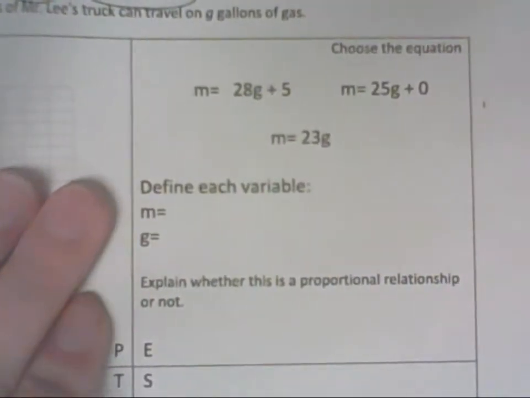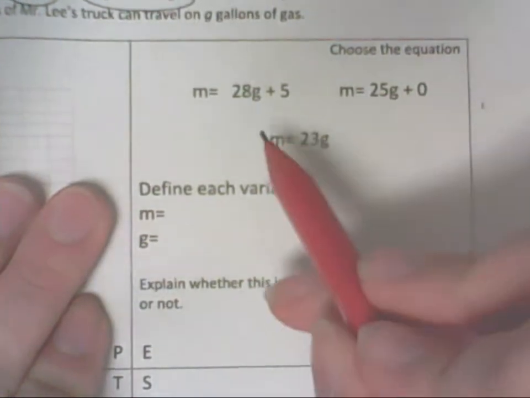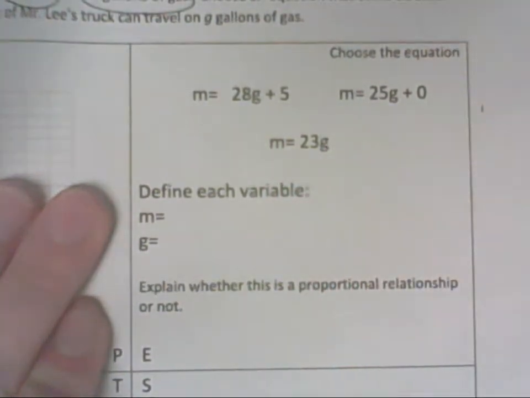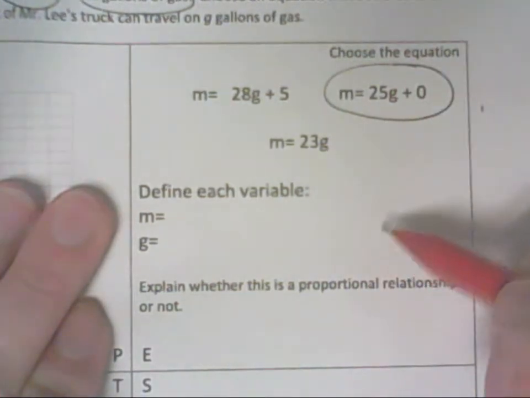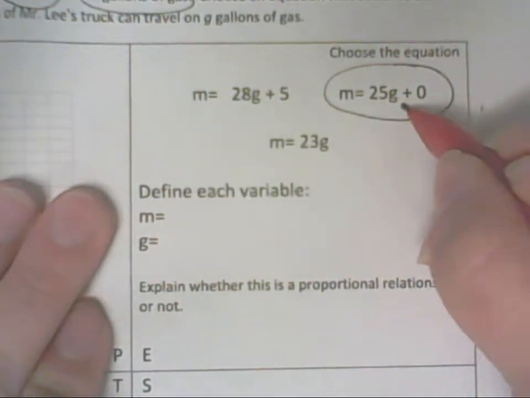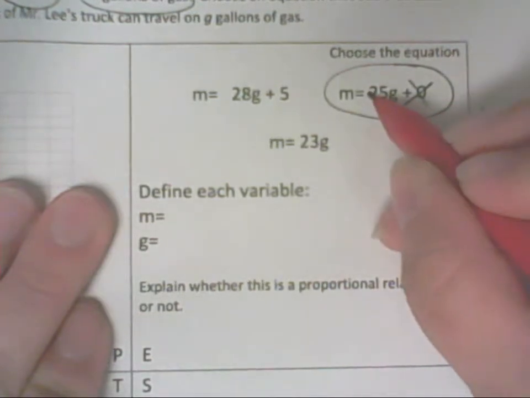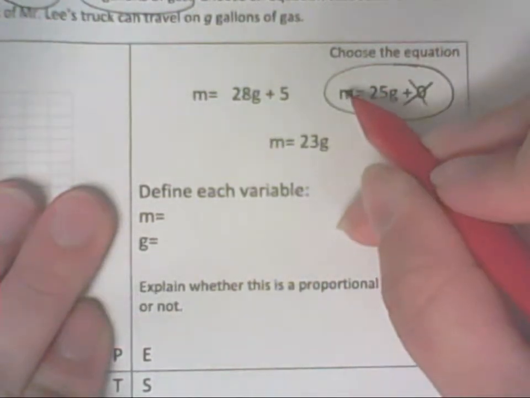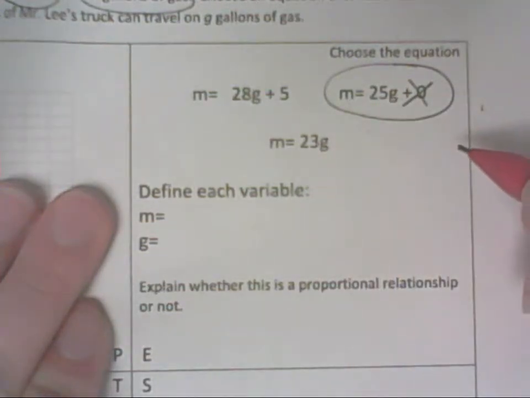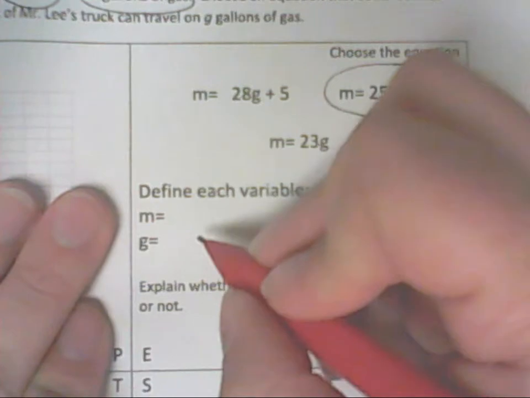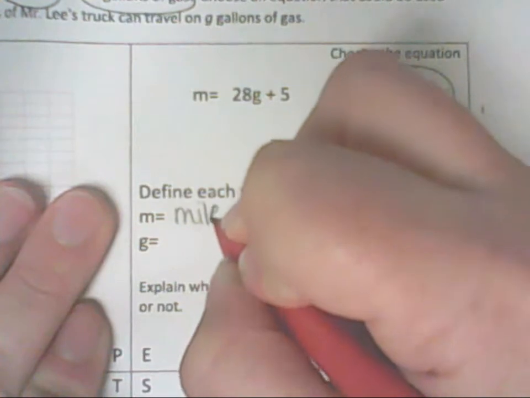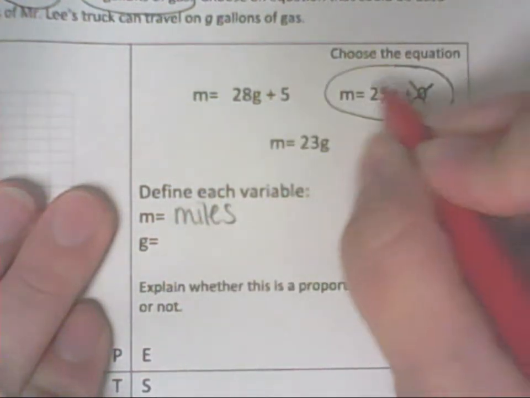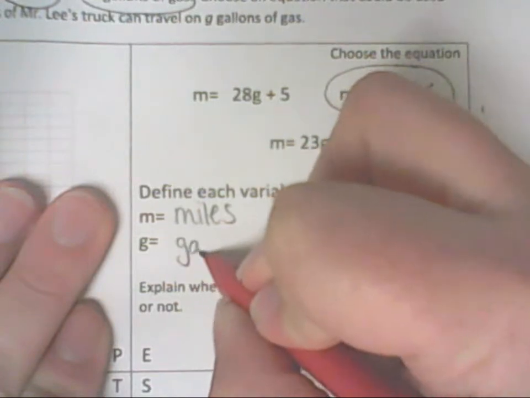So let's go ahead and look at our tables, our graphs, and our equations. If we look right here, we're looking at our equation, okay? Which one of these shows a constant rate of being 25? Very good, right here. And we know that since that's plus 0, it's just like having 25 times our gallons to give us our miles. So the M, what does the M represent in our equation? Miles. What does G represent in our equation? Gallons.